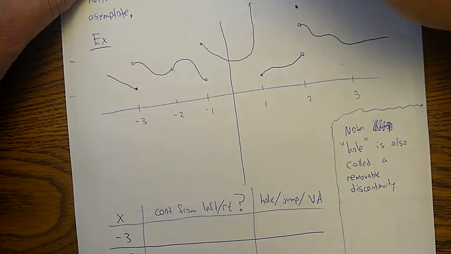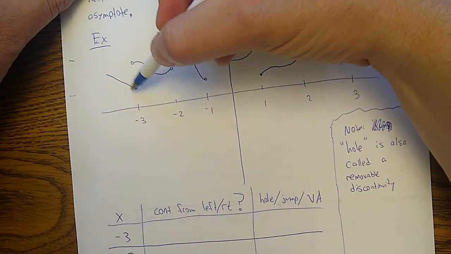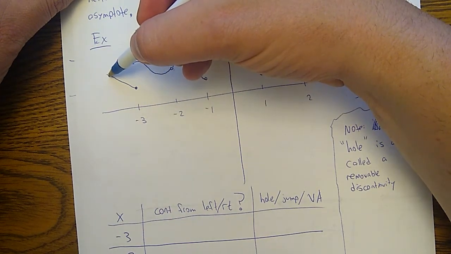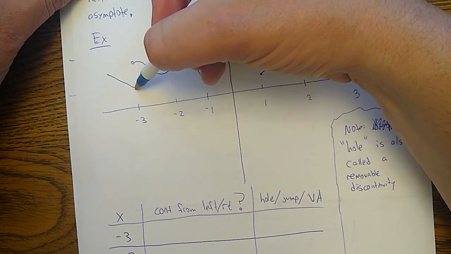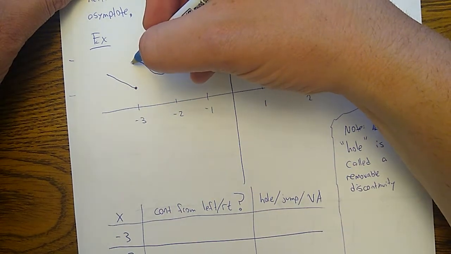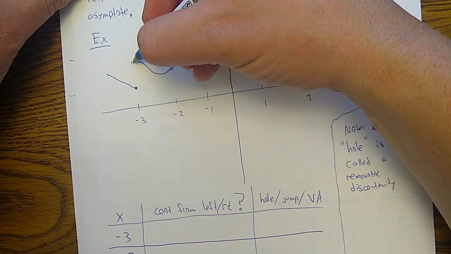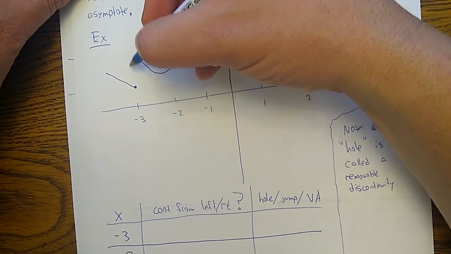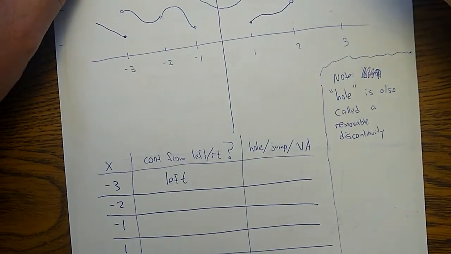So let's talk about continuity from the left and the right. This is an example that's continuous from the left, because if I'm drawing from left to right, I'm approaching -3 from the left. There is a point right here. This would not be continuous from the right, because if I'm tracing it this way, it doesn't go anywhere. This is just a hole, or there's no point here. So this is continuous from the left.